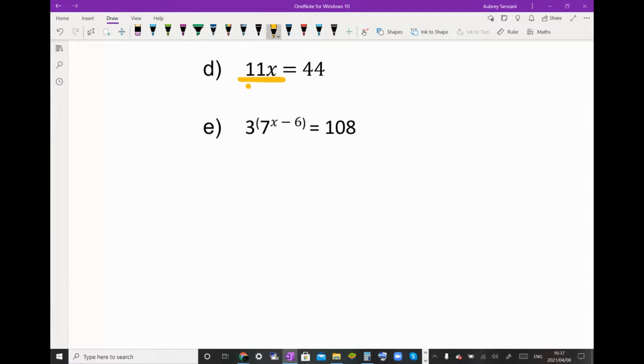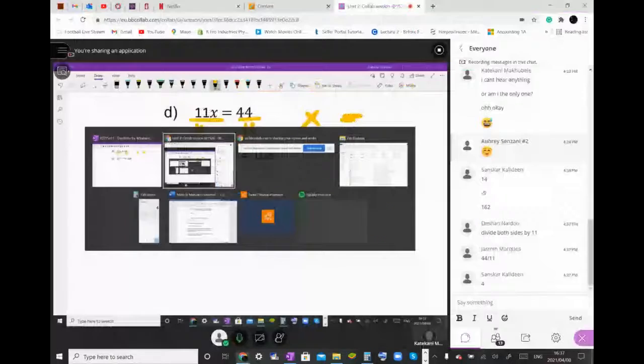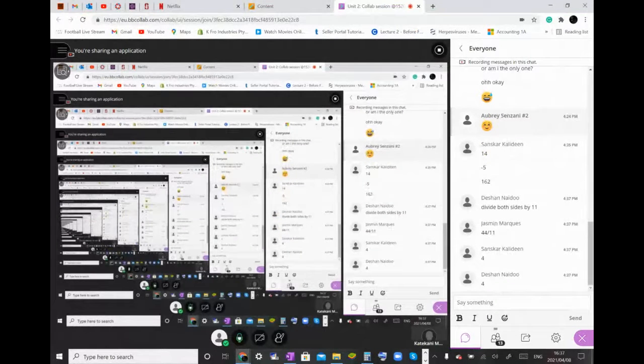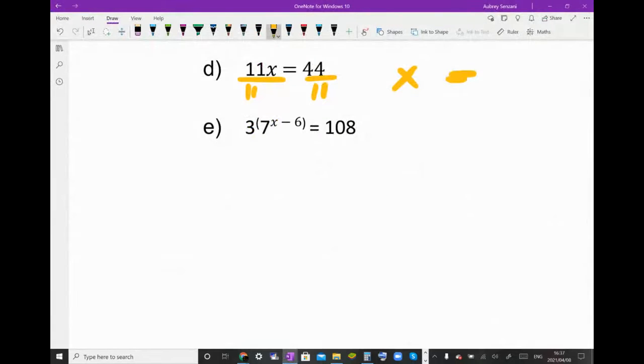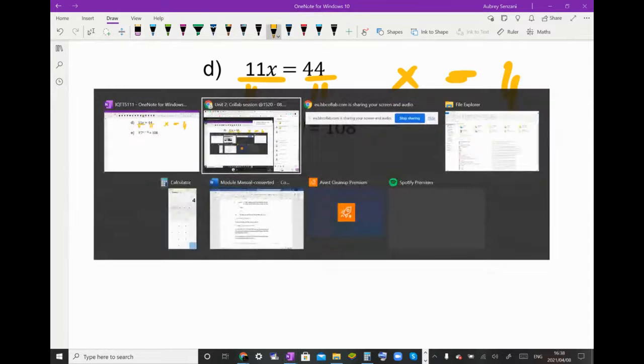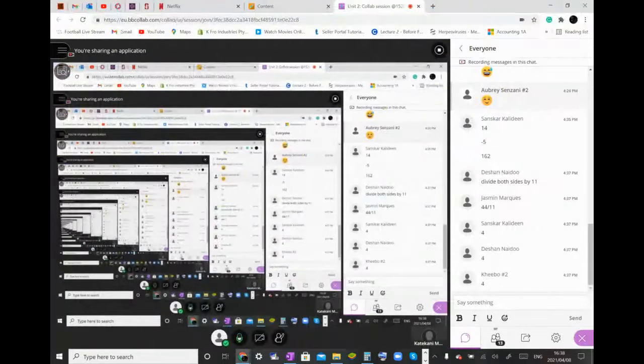Divided by 11, and that's going to give us x is equal to, somebody tell me in the chat, x is equal to 4. Thank you, Jasmine. Thank you, Sanskar. Thank you, Deshan. Okay, it's equal to 4. Thank you, Kehobo.